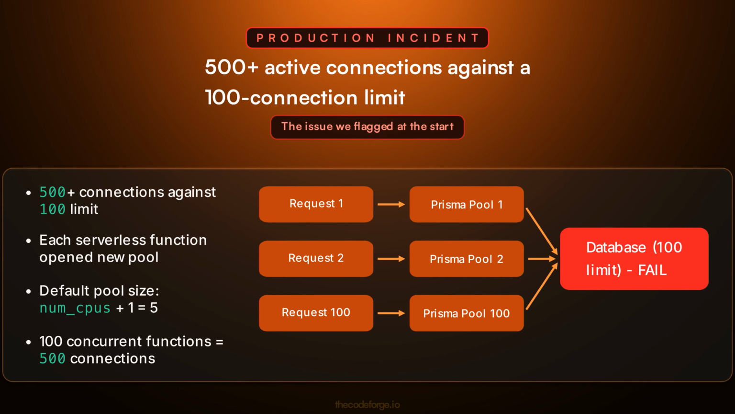This is the same issue we highlighted at the start. Here's exactly why that happened. The team assumed Prisma client's default connection pooling was sufficient for serverless deployment. They tested with 10 concurrent users locally and saw no issues.